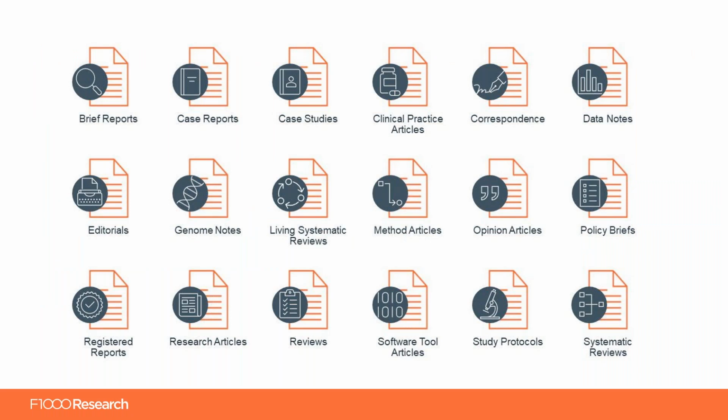So now we're just going to move on and talk a little bit more about our article types on F1000. As part of our work on reproducibility, F1000 publishes quite a diverse range of article types, and that's really to ensure the visibility of non-traditional research outputs. All articles published on F1000 Research are published as separate citable items, providing credit for all aspects of research, so not just traditional research articles.